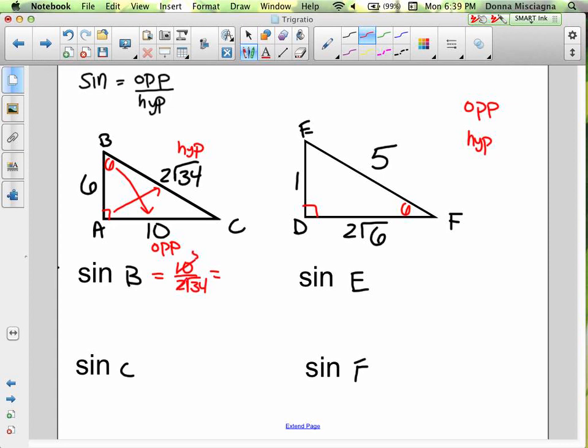10 divided by 2 is 5. 2 divided by 2 is just 1. That gives us 5 over the square root of 34. And then we'll just rationalize by multiplying by the square root of 34 over the square root of 34. So now we have 5 square roots of 34 over 34. And that is the sine ratio for angle B.